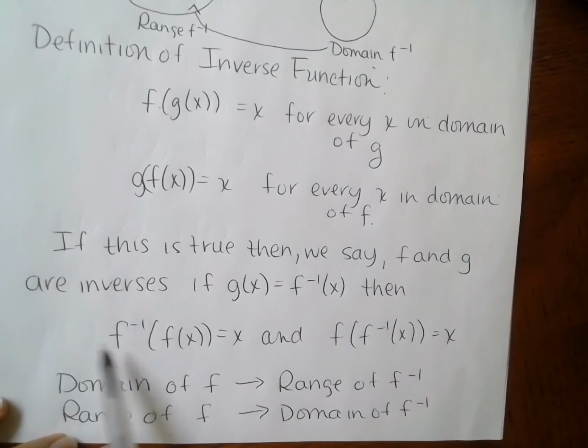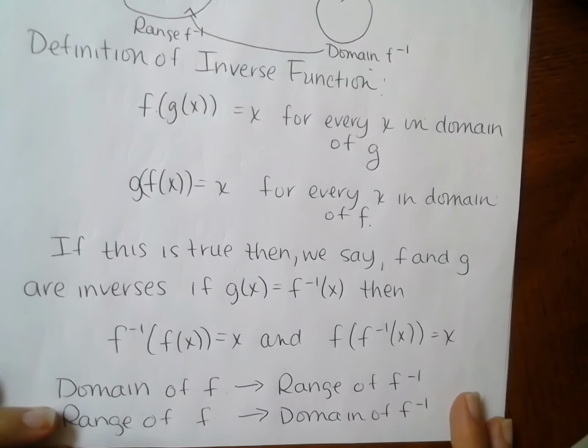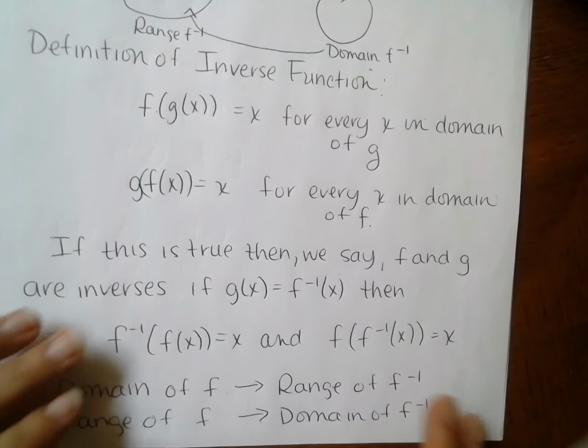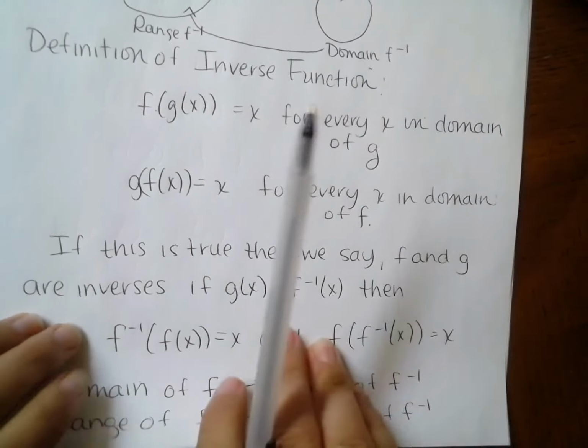And then this is just formally stating what I said up here, that the domain of f becomes the range of f inverse, and the range of f becomes the domain of f inverse. Okay? So I'm literally, in many cases, just flip-flopping. The x's and y's become opposite. Okay?